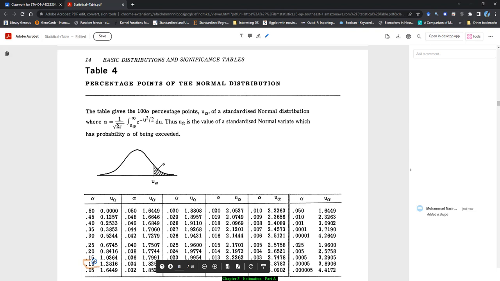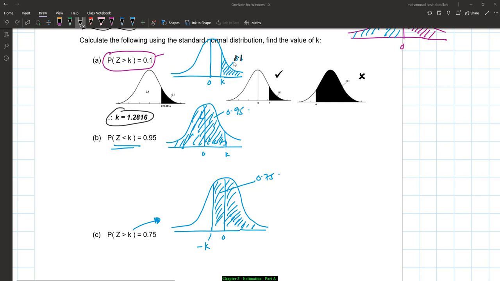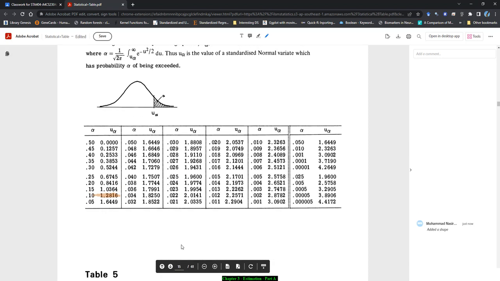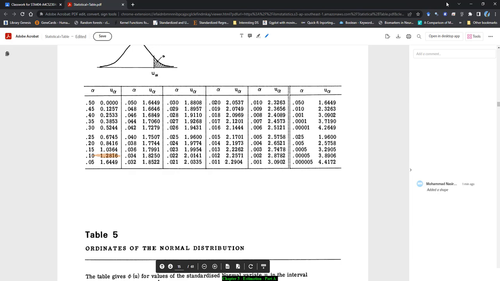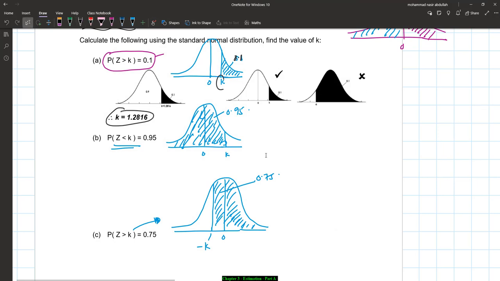If the alpha is 0.1, let's say, the one we got earlier, 0.1, the value of this one is 1.2816. So we look here: when the probability of Z more than K is 0.1, the value of K should be 1.2816. Can you see? So that's why K is 1.2816 on the right hand side. Now, this is the value of Z less than K equal to 0.95.